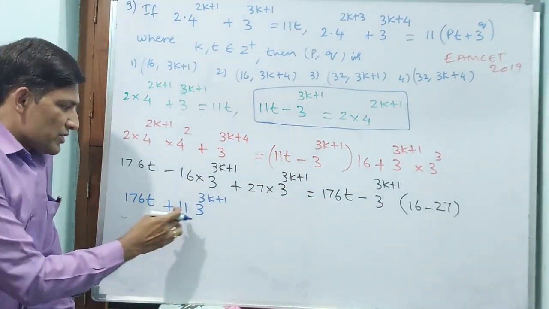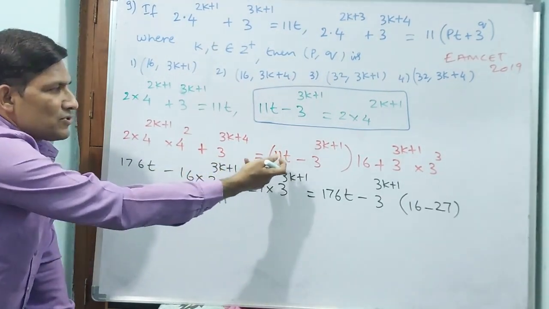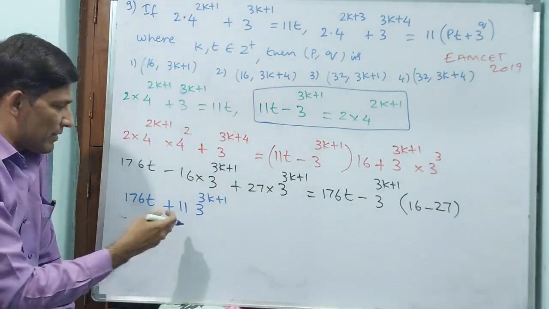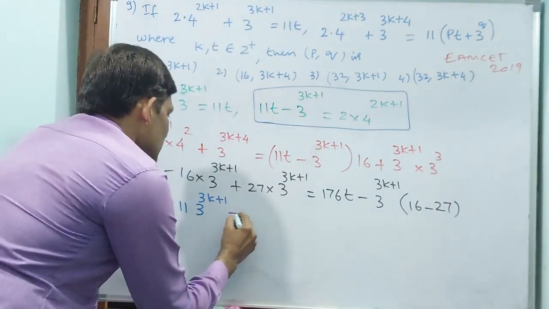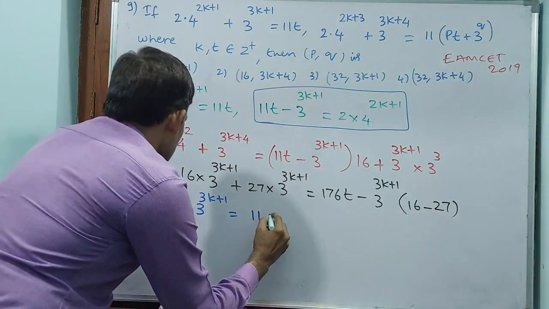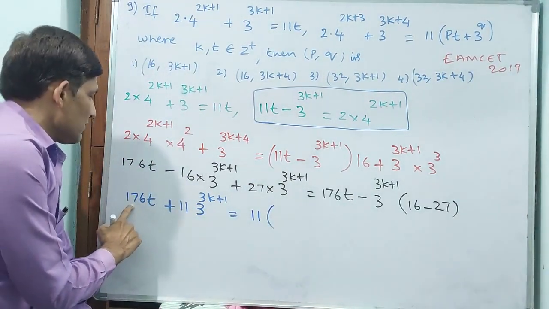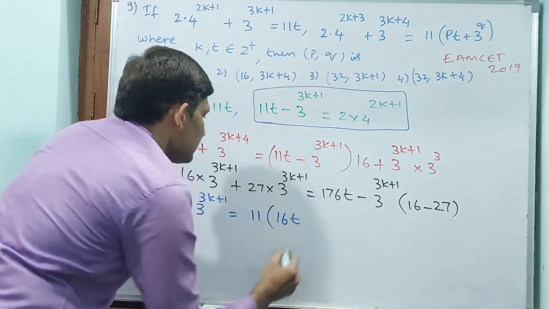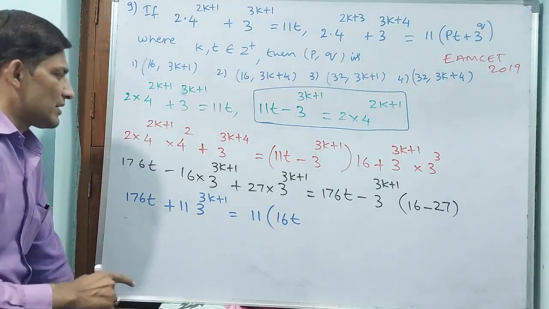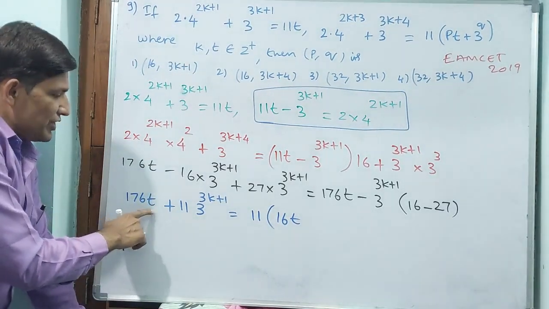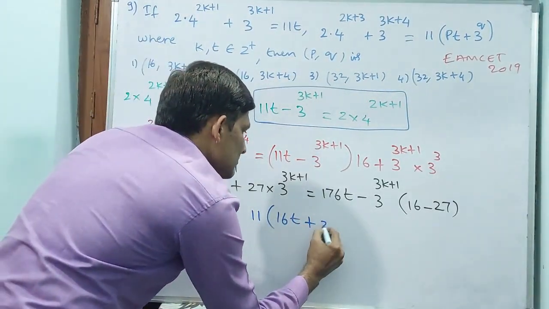Okay. Now, shall I take 11 common again? Definitely we can take. Why? Because 176 has come by multiplication of 16 and 11 only. That is, again you can take common of 11. If I take 11 here, 16t will be there. Write down, that is equal to 11 common, 16t plus 3 power 3k plus 1, since the other 11 is already taken.